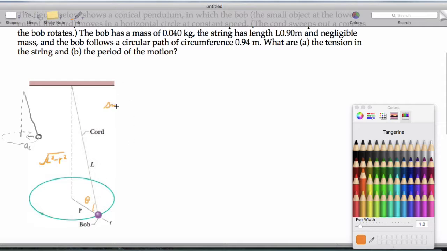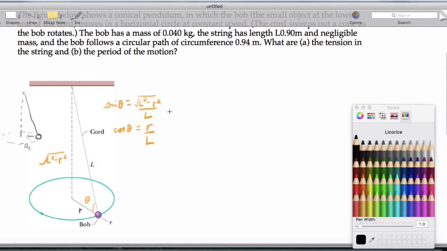We have that the sine of theta is, gross, the square root of L squared minus R squared over L. Yuck. And cosine theta is R over L. Ew. Okay, so that's the trig. I think it's kind of neat, but I have empathy for my students.